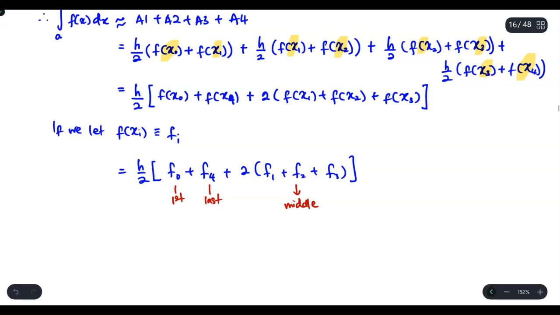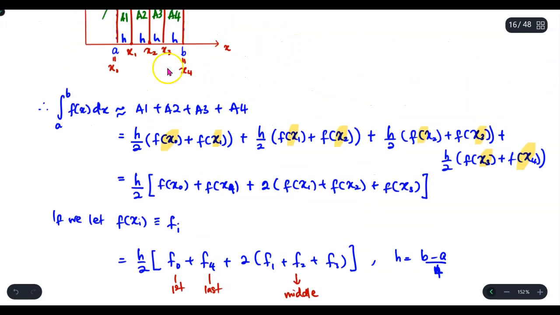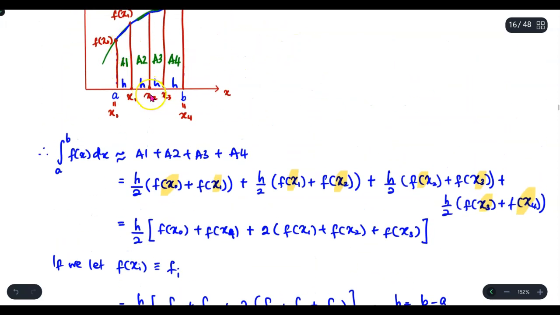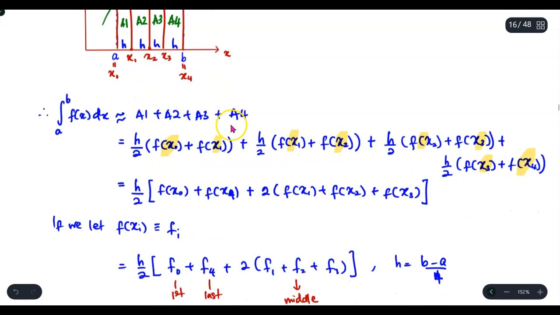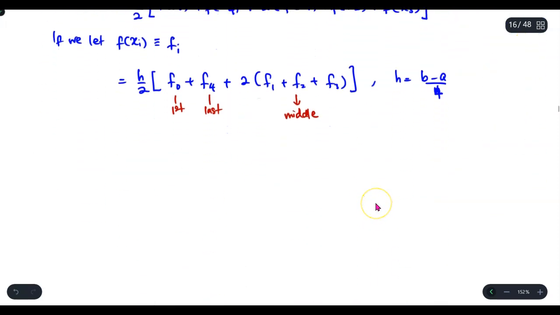Where h is given by b minus a over, in this case, b minus a over 4. Okay, this h here. With b minus a over 4 trapeziums, then you have the size of h. All right. So now, how can we generalize? We want to form the general formula for the trapezoidal rule.